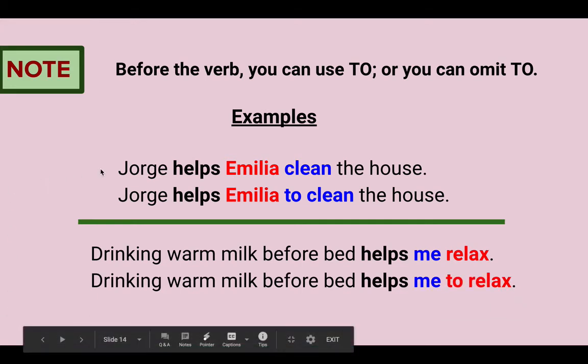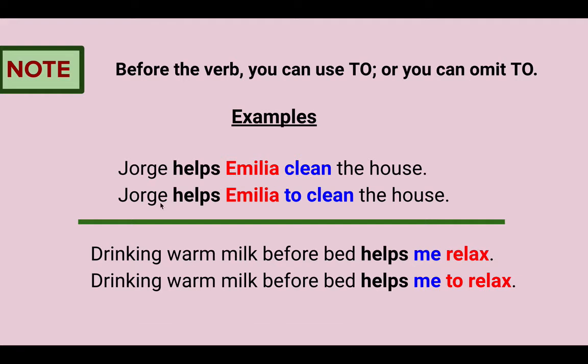So in the first set of examples, you can say Jorge helps Emilia clean the house, or Jorge helps Emilia to clean the house. They're both correct. In the first one, we're using the causative verb plus the object plus the base form, or the simple form. And the second version, causative verb, object, infinitive form. So you can use to before the verb, the infinitive form, or you can omit it. You can just use the simple form.